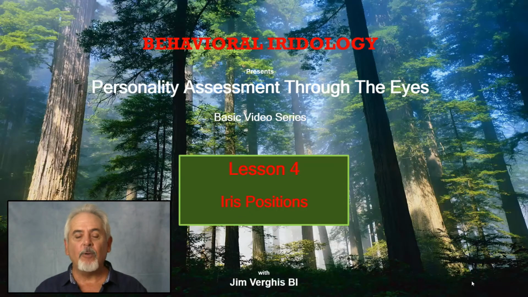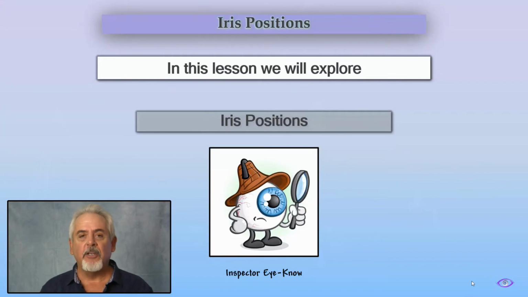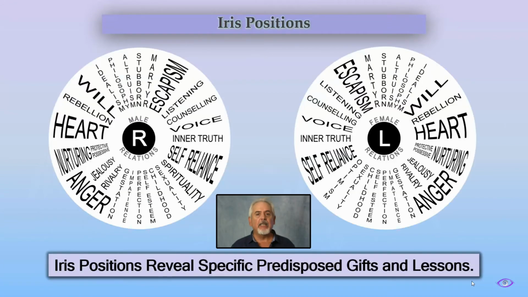Lesson 4, iris positions. One of my favorite. In this lesson, we're going to explore iris positions. The inspector will be with us again. And iris positions represent specific, predisposed gifts and lessons. And once again, we're always viewing the eyes with the eye on the right side of the screen being the female eye and the eye on the left side of the screen being the masculine eye, as if you're looking at the person. So whenever we look at pairs, that's what we're always doing.